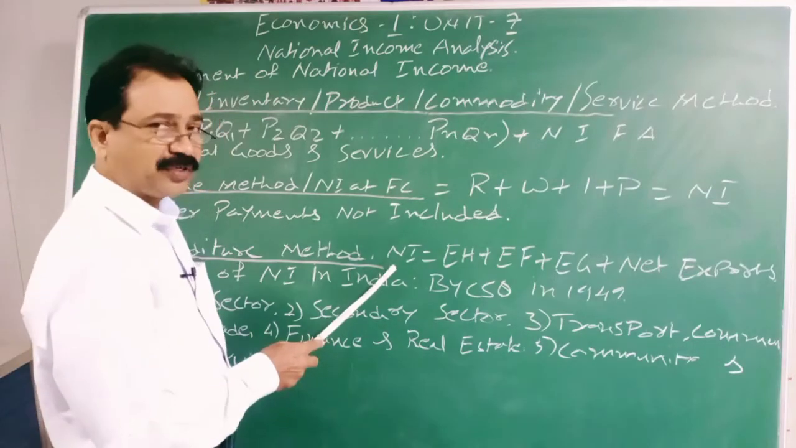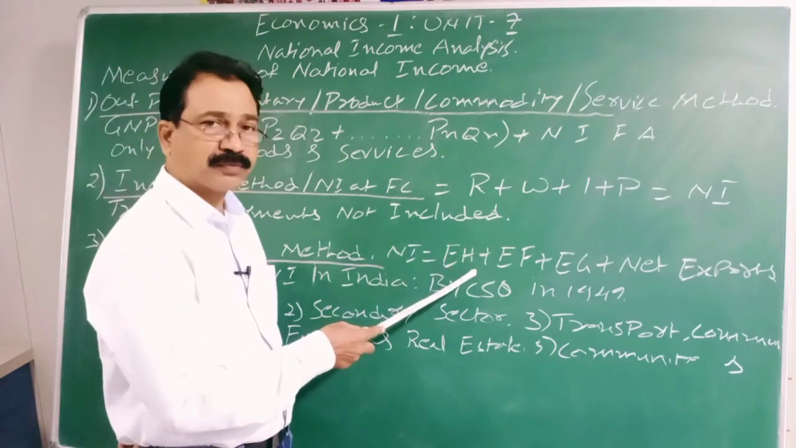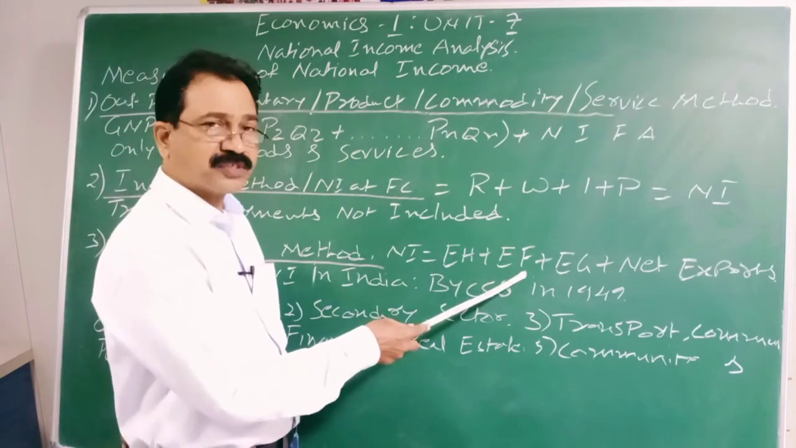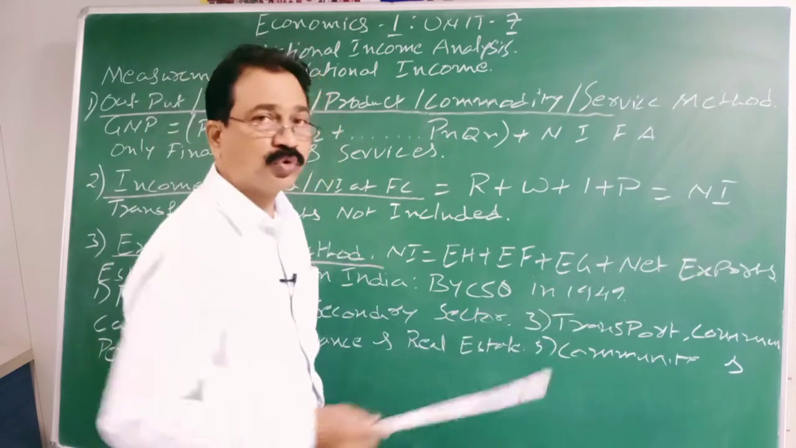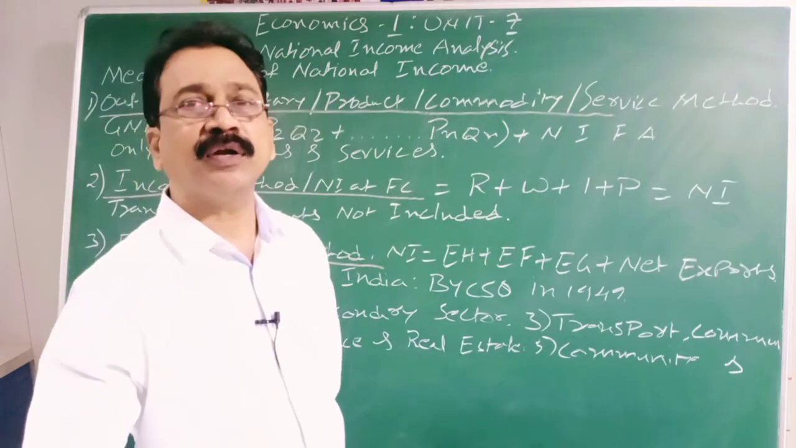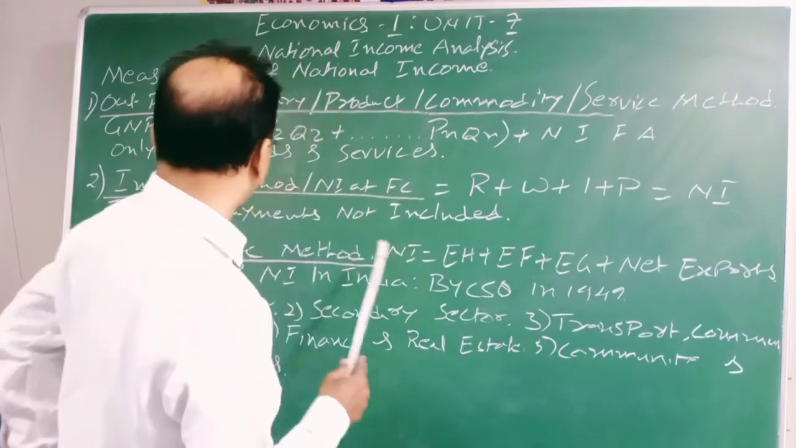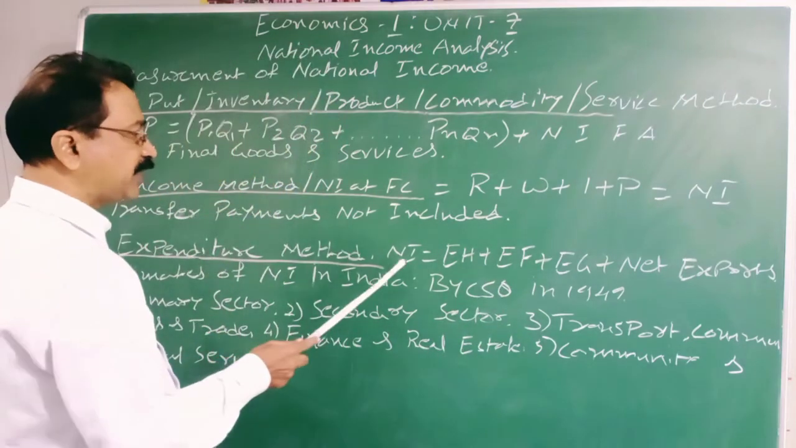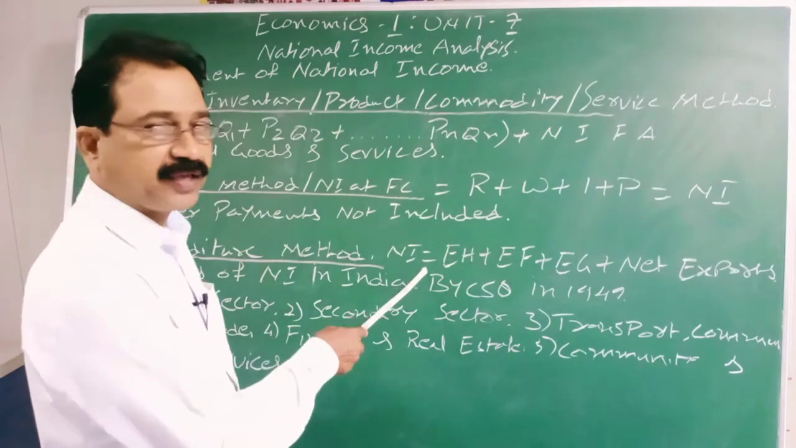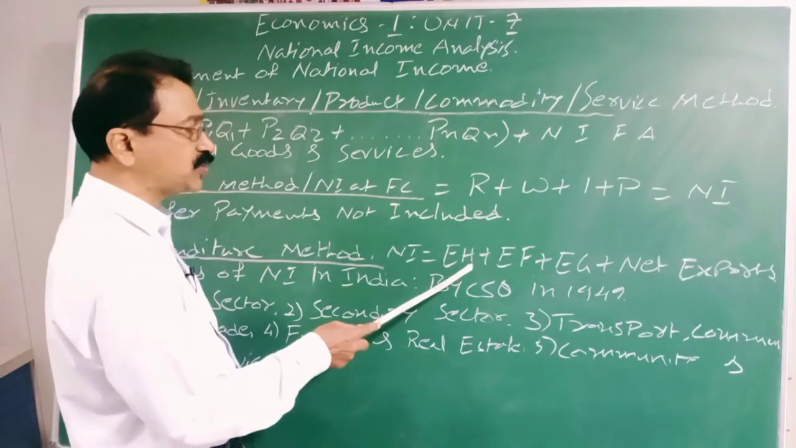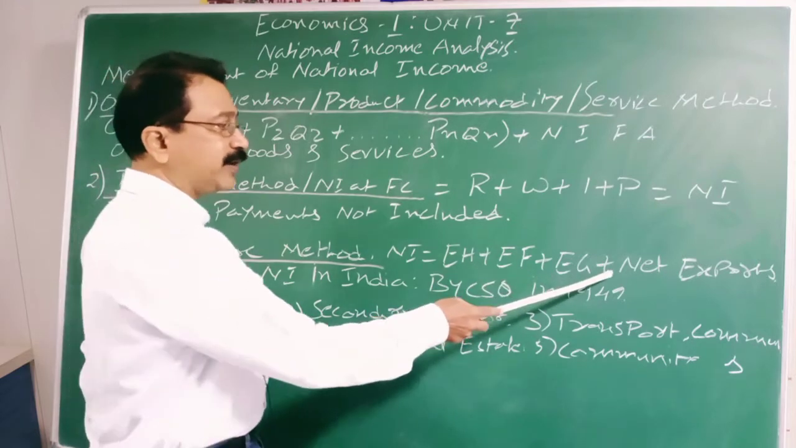In the expenditure method, national income will be calculated in this way: expenditure of households, expenditure of firms, expenditure of government plus net exports. Whatever has been exported to other countries will be calculated under this. So in the expenditure method, national income is calculated in these terms: expenditure of households, expenditure of firms, expenditure of government and net exports.